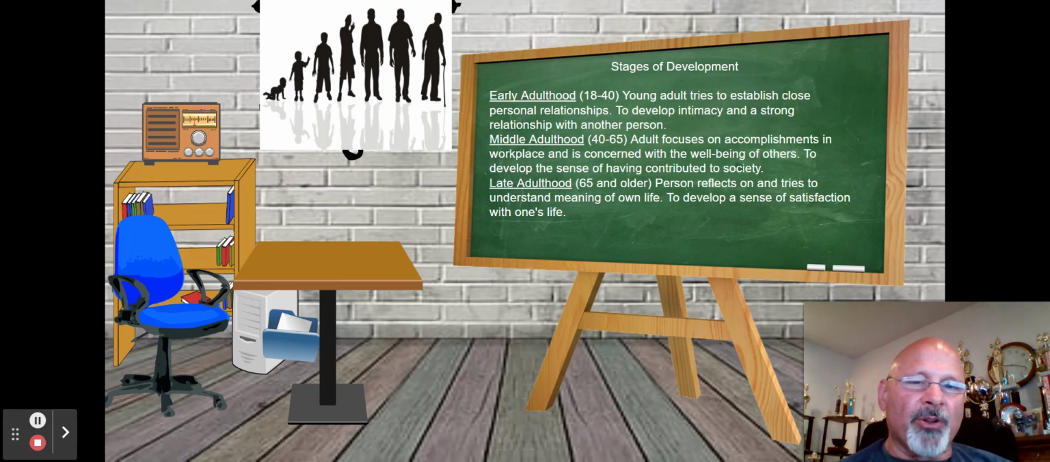Middle adulthood is 40 to 65. The adults focus on accomplishments in the workplace and are concerned with the well being of others. Again, sometimes people at this stage will have a midlife crisis, and that's basically to develop a sense of having contributed to society. People will take a close look at what they're doing and maybe decide they need to do something a little bit different.